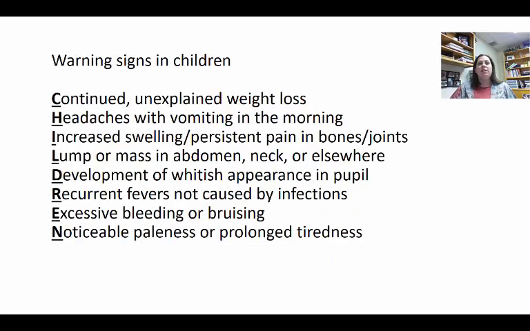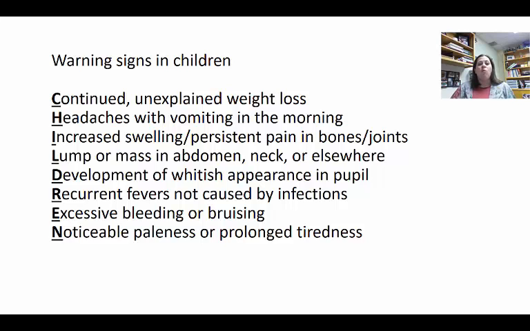Now in children, we see the warning signs are a little bit different. When we see cancer in children, we would use children as the acronym here. Continued unexplained weight loss. Kids are supposed to hit milestones and be gaining weight, and so that could be a complication or an issue. Headaches with vomiting in the morning. Increased swelling or persistent pain in their bones or joints, because kids should not be having that kind of pain. As adults, we get arthritis and things like that, and it's different. A lump or mass in their abdomen, neck, or even elsewhere.